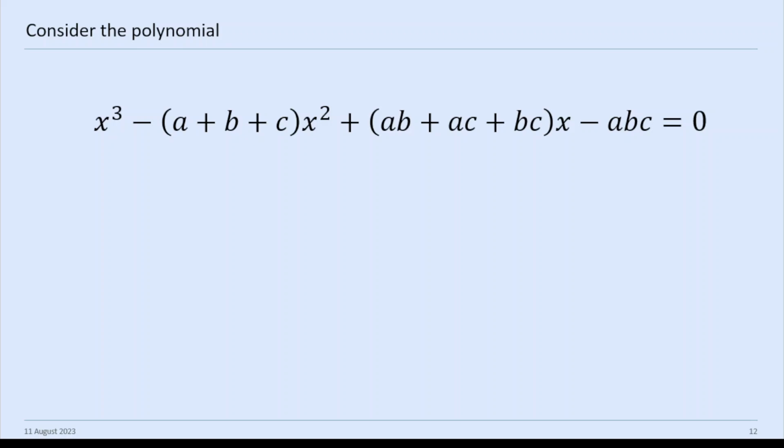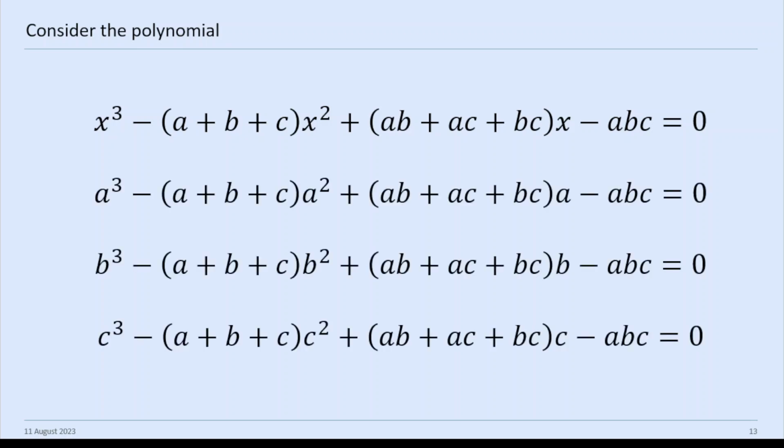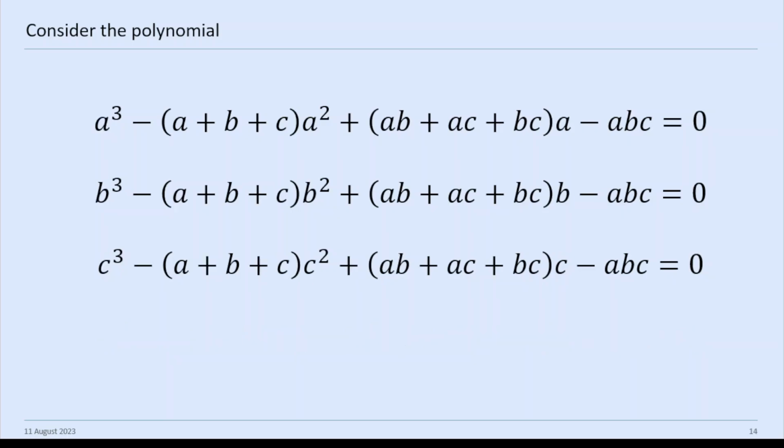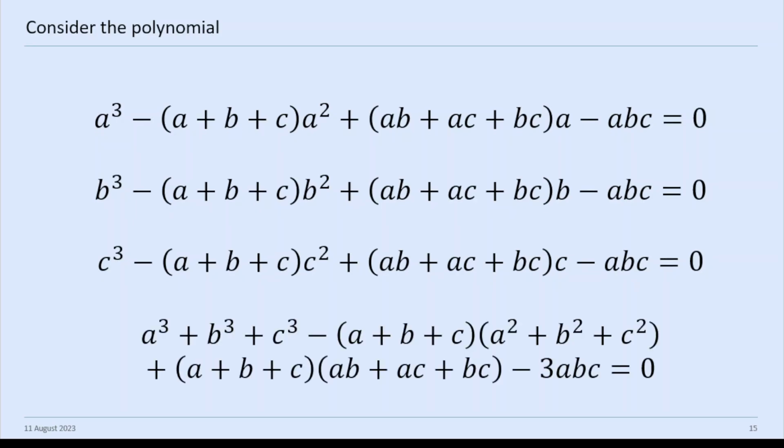This is the polynomial with roots a, b and c, which means that if we substitute in a for x, we'll get 0, b for x will get 0, and c for x will get 0. So now we've got these 3 equations at the bottom, which are all equations in a, b and c. So magically we just add the 3 together.